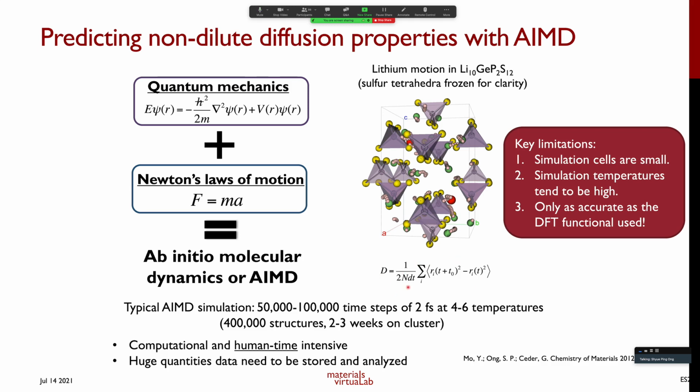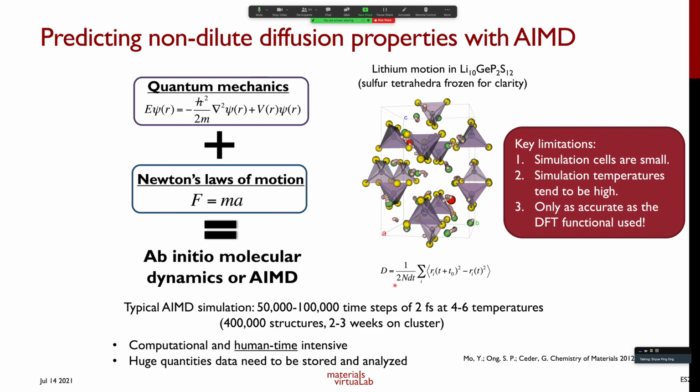Now, finally, the third limitation with ab initio molecular dynamics has to do with the ab initio method itself, right? So if you are solving DFT equations to get the energy and forces, well, your simulations are only going to be as accurate as the DFT functional that is used. Now, I'm going to talk about how we are going to overcome some of these limitations today using machine learning, right?